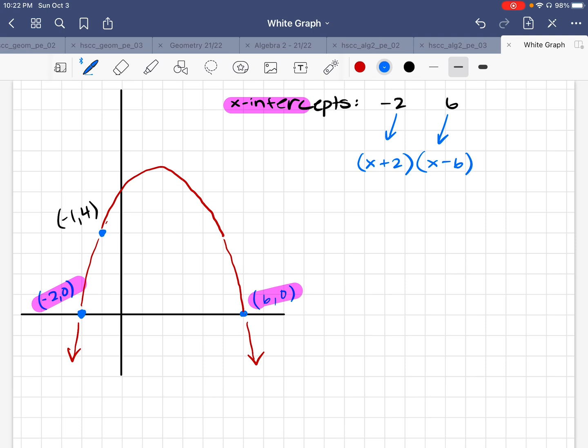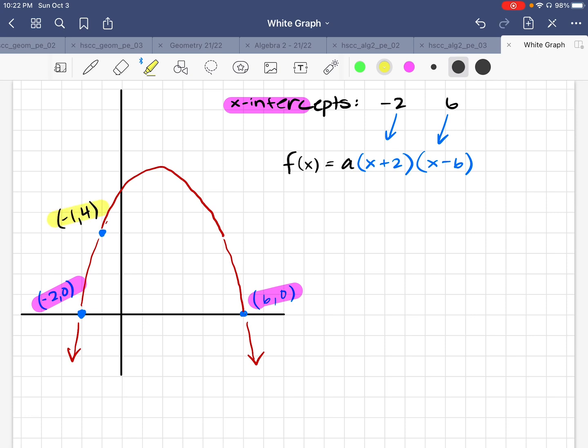Now the only thing that we need to do from there is find out the stretch on it. So there is some a value that we don't know that's either going to stretch it or shrink it. It's also going to reflect it, because notice how it's going upside down. And then we have f of x equals that right there. All right, so what you're going to do at this point is, after you establish this is your function, f of x equals a times (x plus 2)(x minus 6), we now need to find out what a actually is. And this is where that third point is going to come into play.